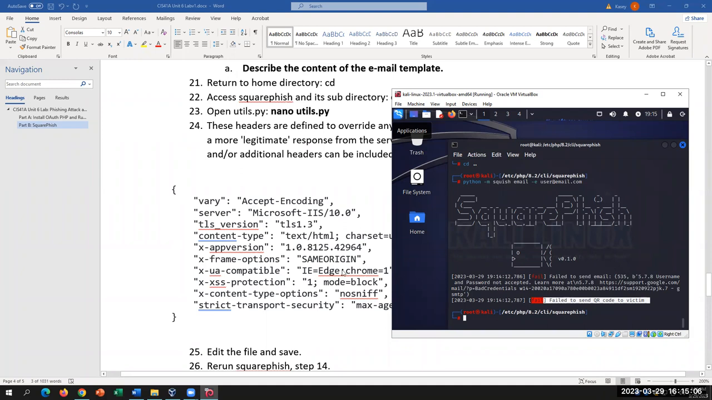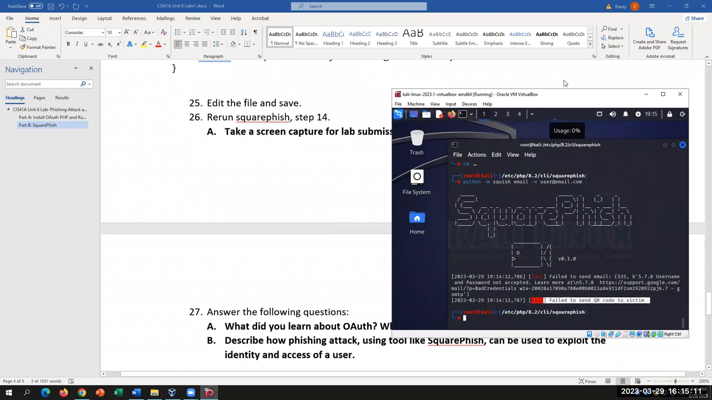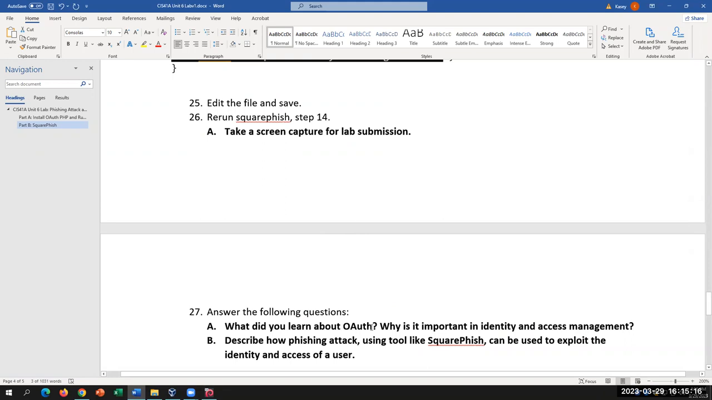Then with that, take a screenshot for your lab submission. We should answer these questions. What did you learn about OAuth? You can click the link in your notes and it takes you to OAuth. It talks about what it is and why it is important in identity and access management. It's used in many different things, from single sign-on all the way to sharing credentials across multiple services, like your web. And why we should protect it.